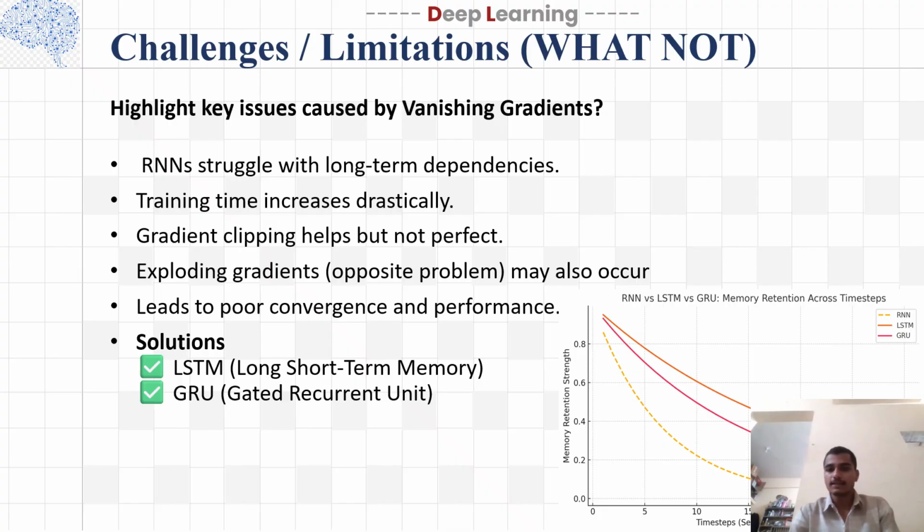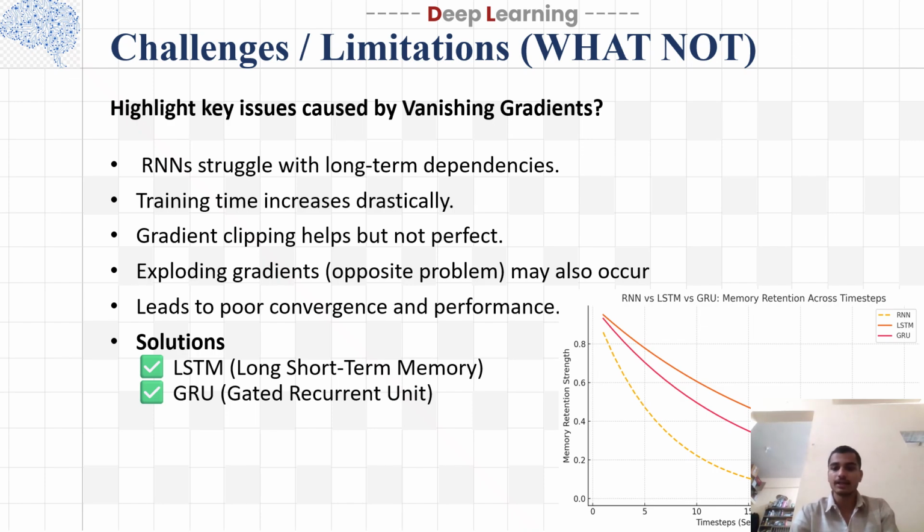Let's talk about the challenges caused by vanishing gradients. RNNs struggle to capture long-term dependencies. Training becomes slow and sometimes fails to converge. Even with techniques like gradient clipping, the problem isn't completely solved. There is also an opposite issue, the exploding gradient problem, where the gradient grows too large. Because of these challenges, traditional RNNs often perform poorly on complex or long sequential tasks.